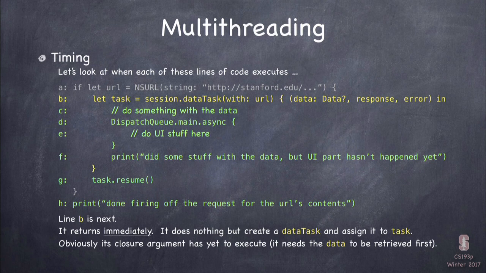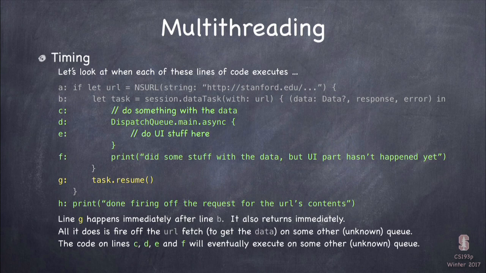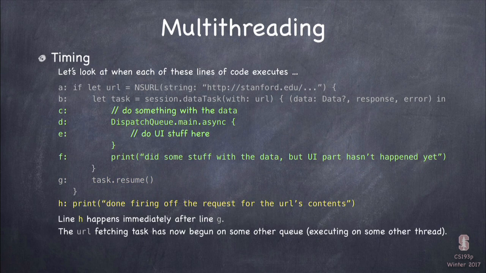You pass the closure to it, but it's an escaping closure. It holds on to it, right? This data task thing holds on to it. Then you do task resume. That also returns immediately, but on a different queue, it starts doing the fetch. It starts trying to get the contents of that URL, but on some other queue. So that's why on this queue, this is the main queue presumably, it is returning immediately. Task resume returns immediately. So that means that line H happens immediately. Right after task resume, boom, the print, done firing off the request. But all we've done at this point is fire off the request.